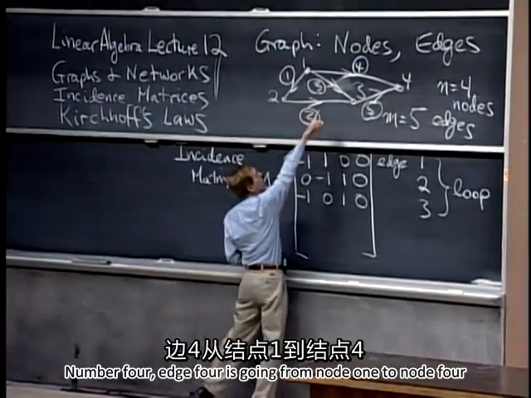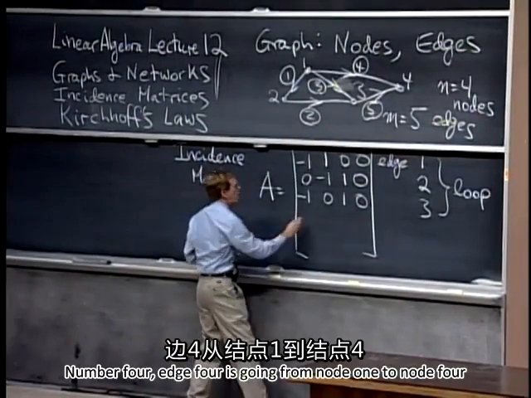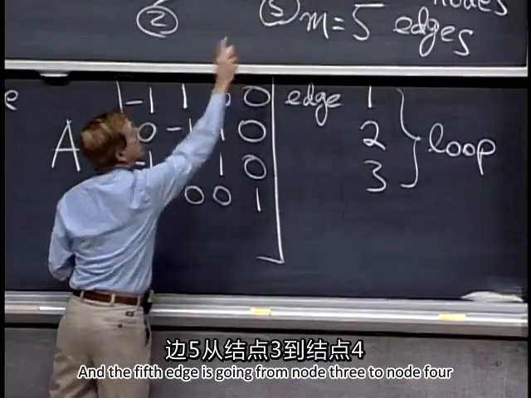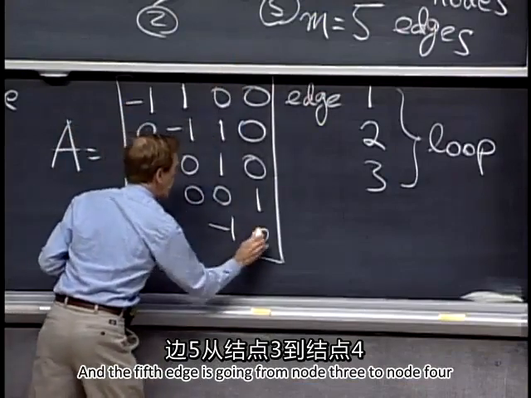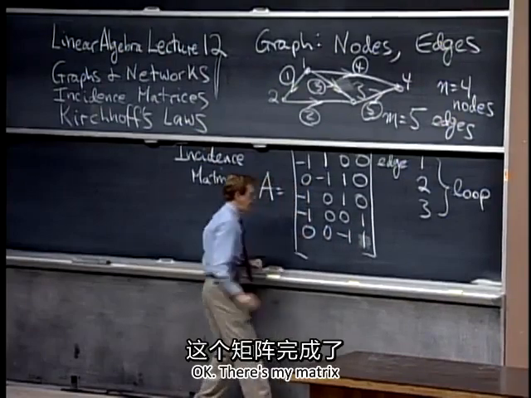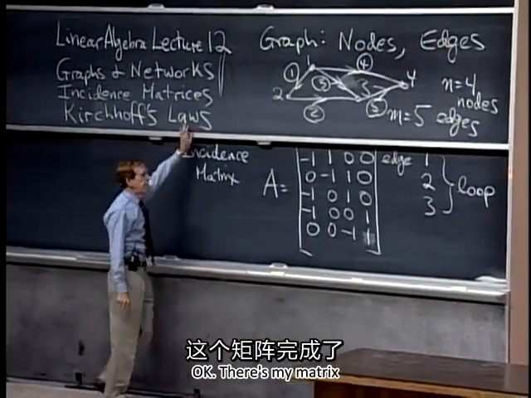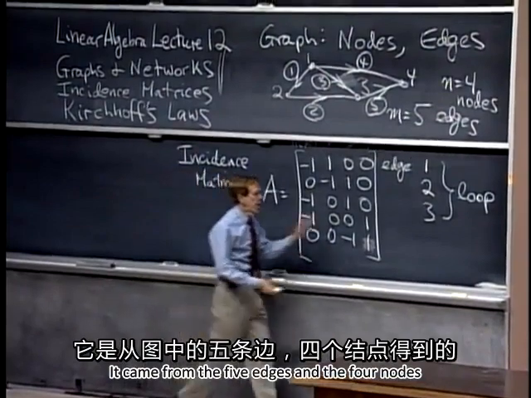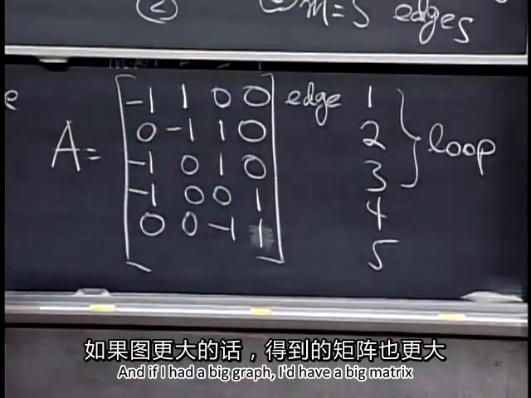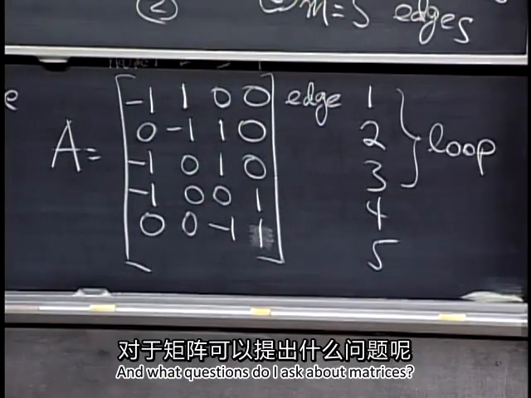Edge 4 is going from node 1 to node 4. And the 5th edge is going from node 3 to node 4. Okay, there's my matrix. It came from the 5 edges and the 4 nodes. And if I had a big graph, I'd have a big matrix.